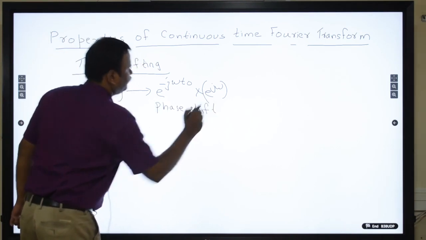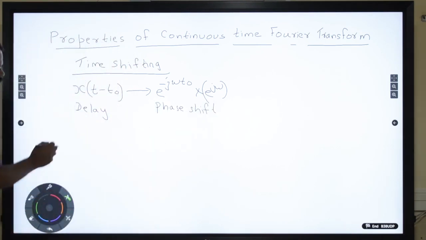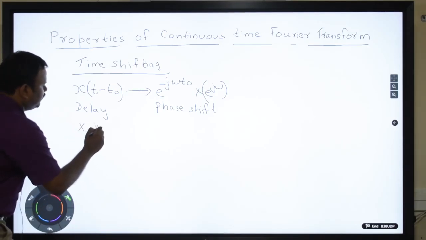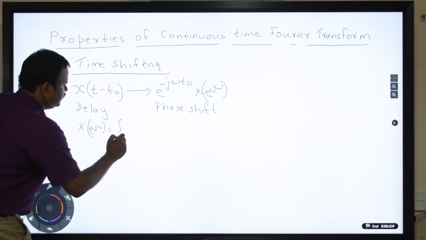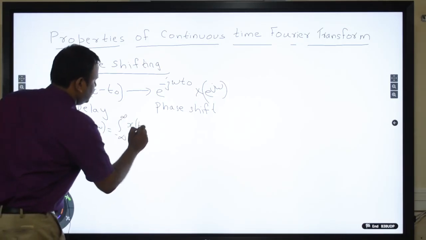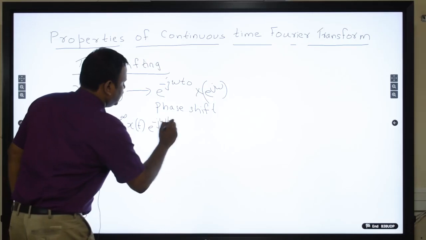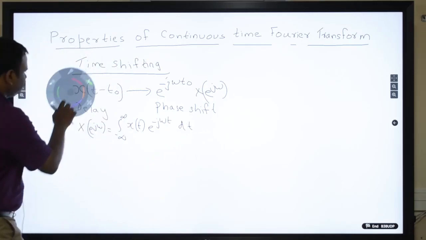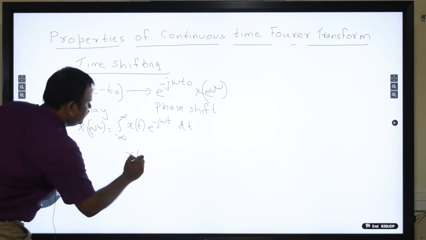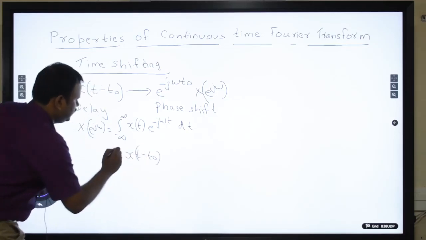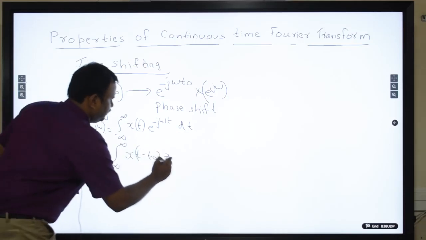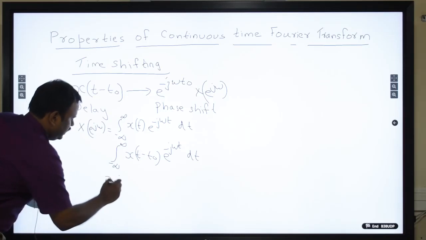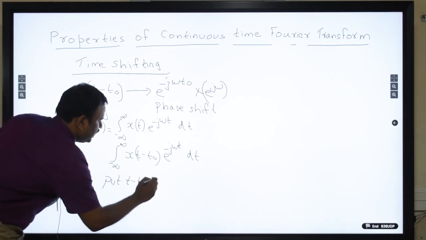Now, we are going to prove this. We know the equation for Fourier transform as X of e power j omega equal to integral from minus infinity to infinity x of t e raised to minus j omega t dt. Now, the signal is the delayed signal, which is x of t minus t0, so integral from minus infinity to infinity x of t minus t0 e power minus j omega t dt. Now, put t minus t0 equal to lambda.